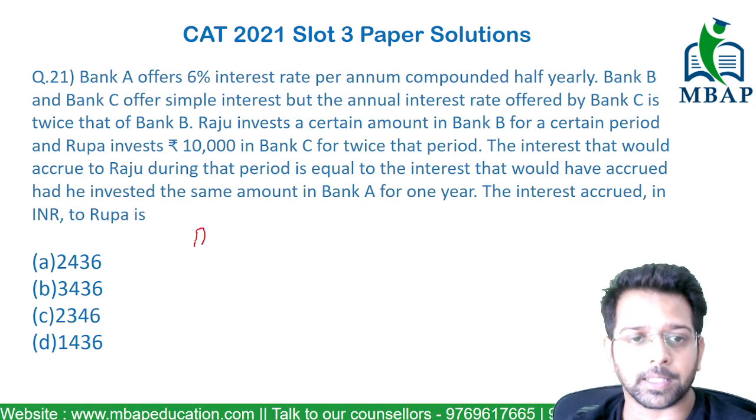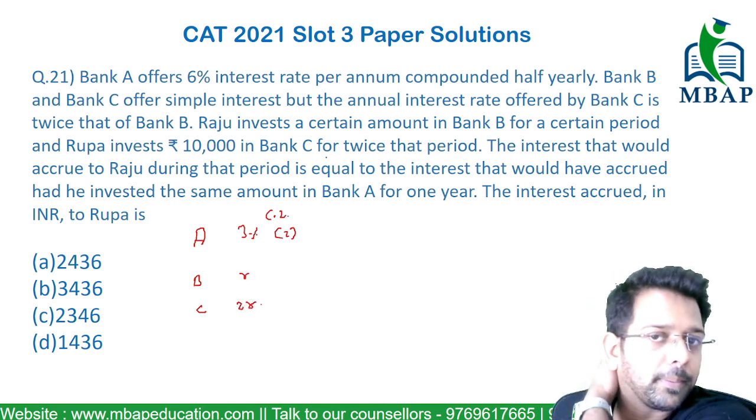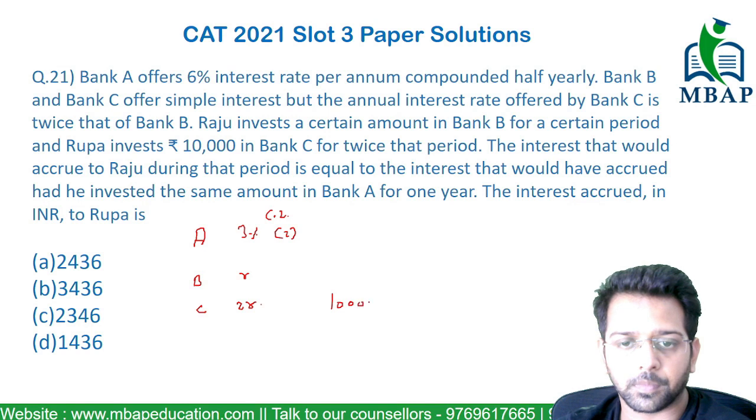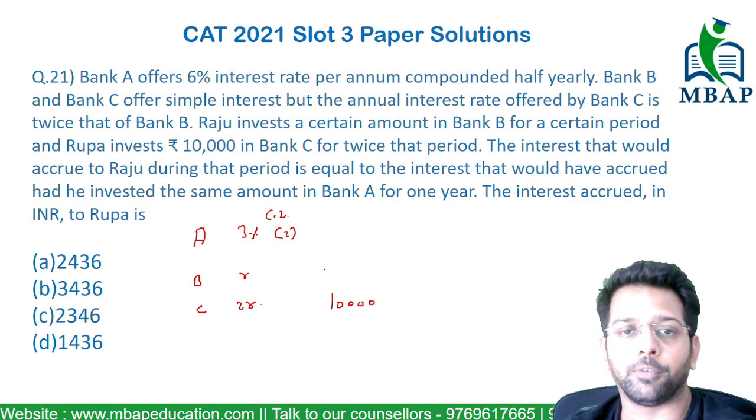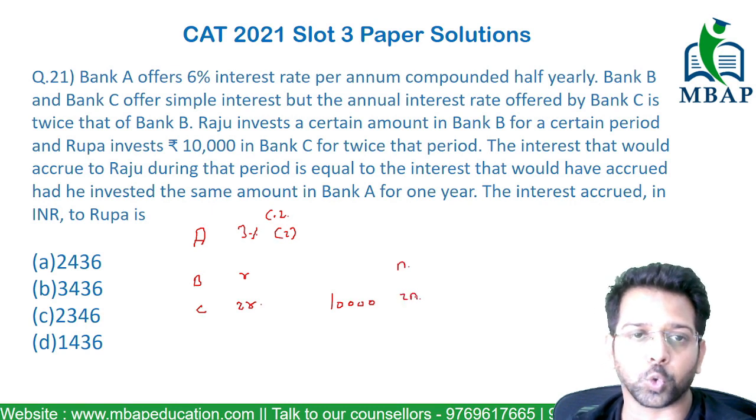Let's put the respective banks as A, B and C. The interest given by A is 6% half yearly. So basically you're getting 6% 2 times in a year, but this is compounded. Now it says Bank B and C are giving SI, but C is getting twice the rate of what B is getting. So if B is R, C is 2R. Raju invested some amount. I don't know which amount he has invested, but Rupa has invested 10,000 for twice the period for which B has invested. So if B has invested for N, then C will invest it for 2N years.